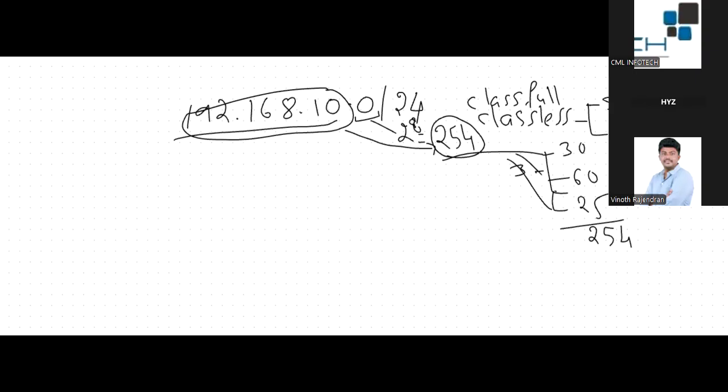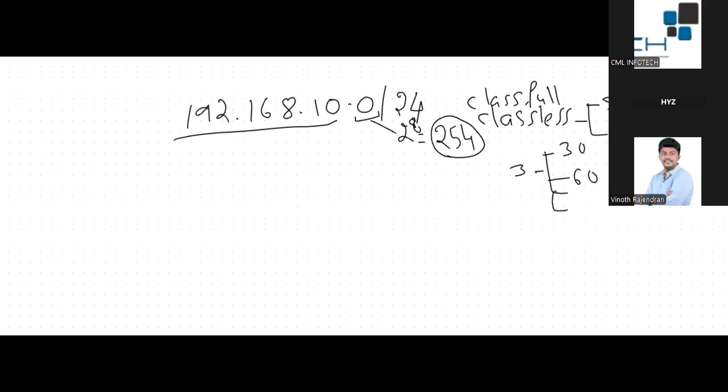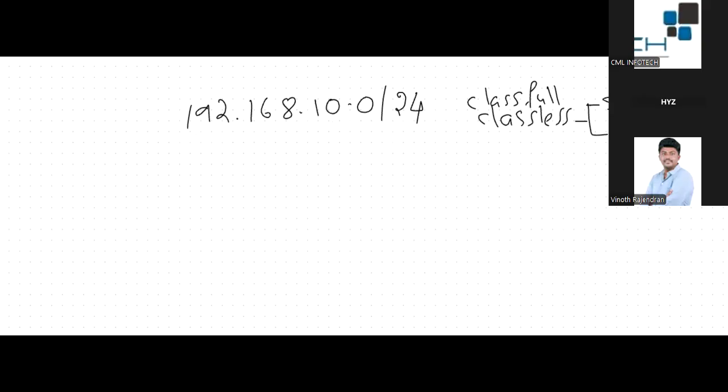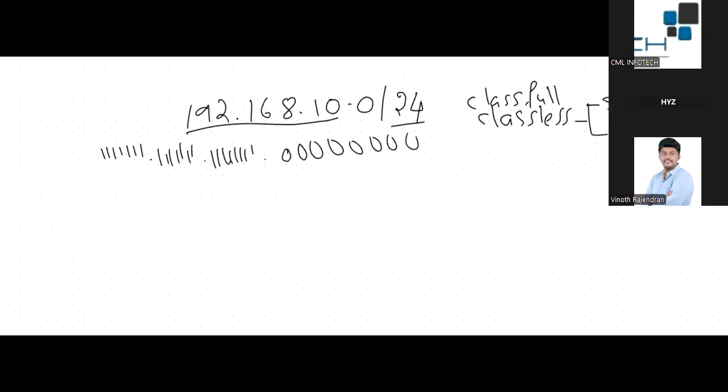So let's say the default /24 is the default network bits for class C, which means 24 bits are on: 8, 8, 8. Then you have 8 bits off. So 8 plus 8 plus 8 is 24. So 24 are on and 8 are off. This is the default in class C.